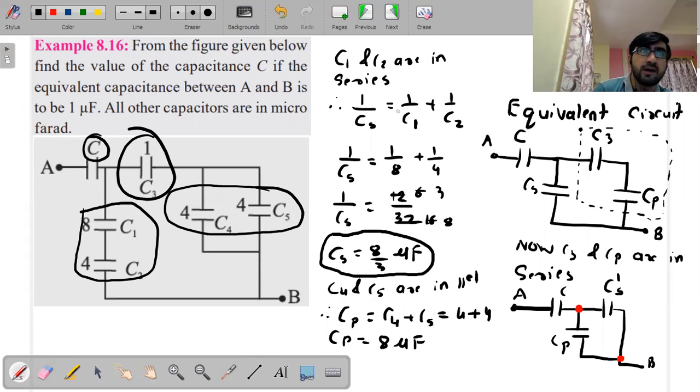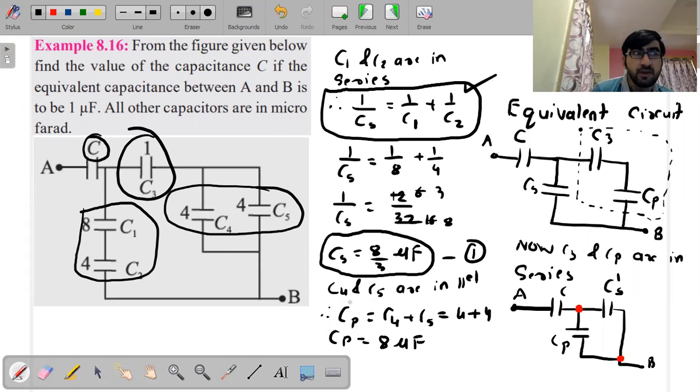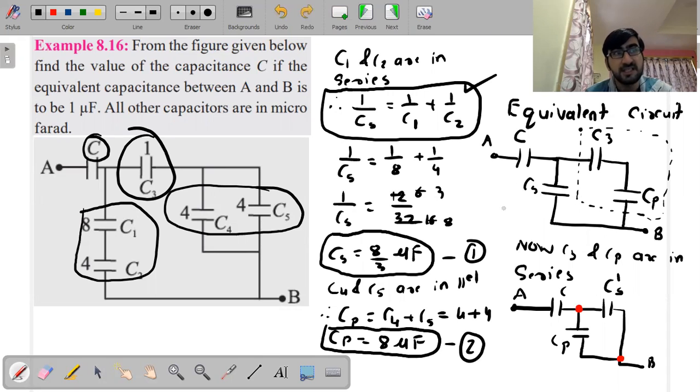Look here. So you have 1 by CS equal to 1 by C1 plus 1 by C2. जब भी दो कैपेसिटर सीरीज में होते हैं तो you have to use this formula. We have already derived this. Okay, so C1 C2 are in series and their equivalent is 8 by 3. Let me call this equation number 1. Then C4 and C5 are in parallel, तो parallel combination का जो equivalent होगा, that is going to be 8 microfarad. Equation number 2. So what we can do is, I can replace C1 C2 and put just one capacitor with capacity CS. I can replace C4 C5 and put only one capacitor with capacity CP. Right? Good. इतना कर दिया हमने, तो ये बन गया आपका equivalent circuit.